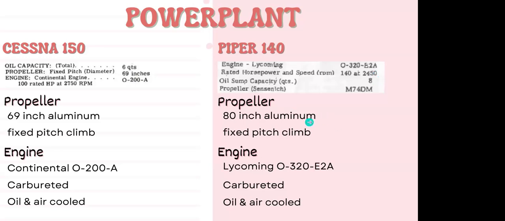Same thing here with the propeller. Instead of our 69-inch, we're going to have an 80-inch aluminum propeller. So they're made out of very similar materials. And once again, we have that fixed pitch climb prop. For the same reasons, we're just looking to maximize our power at the climb setting, since that's where we're going to be doing most of that training. These aircraft specifically, we could put cruise props on here, but they were designed with pilot training in mind. So they just came with that climb propeller.